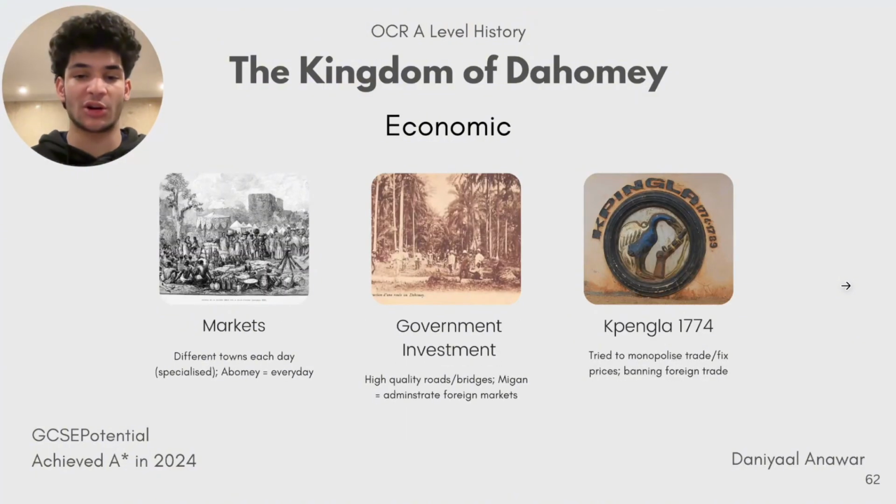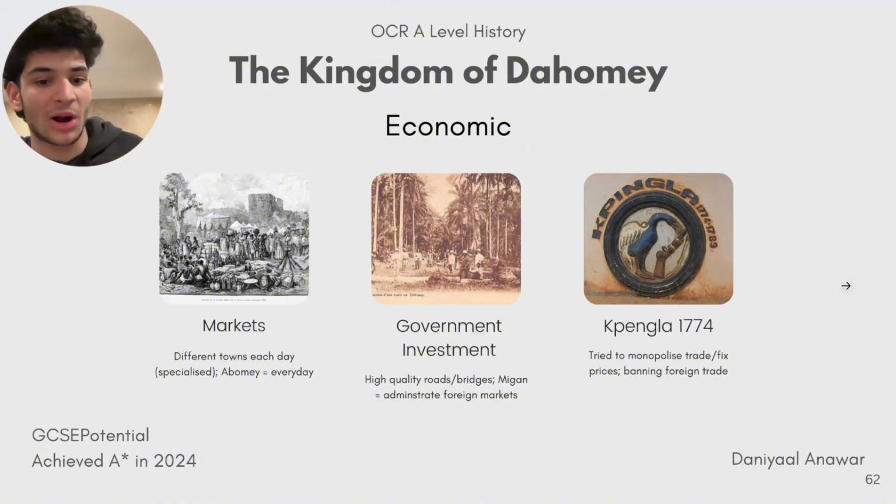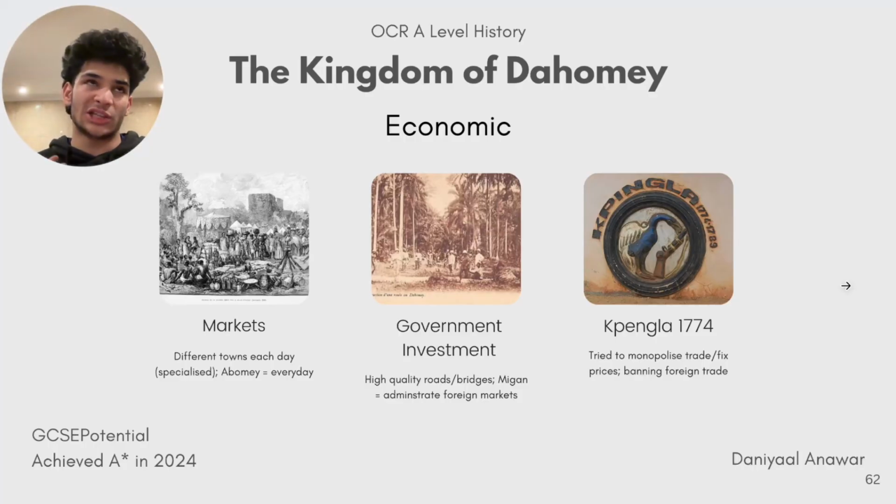3 points for the economy of Dahomey. Firstly, markets. They had a very interesting economy. You know what? Dahomey is kind of cool. They had markets in different towns every day, which was specialized. So, for example, one market might be curries. Another market might be furniture, stuff like that. So, yeah, there are different towns which held markets each day. And so there was a lot of trade there.